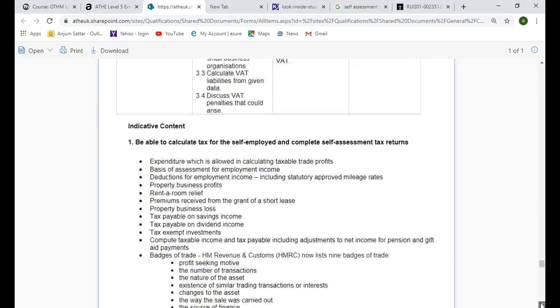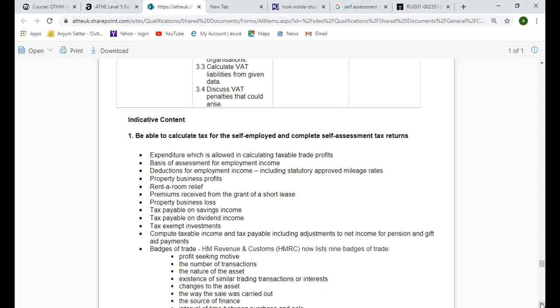Yeah, I can hear you, sir. Okay, brilliant. So today's lesson will go through expenditure which is allowable in calculating taxable trade profit. So what do you think about profit? Is all the profit taxable?